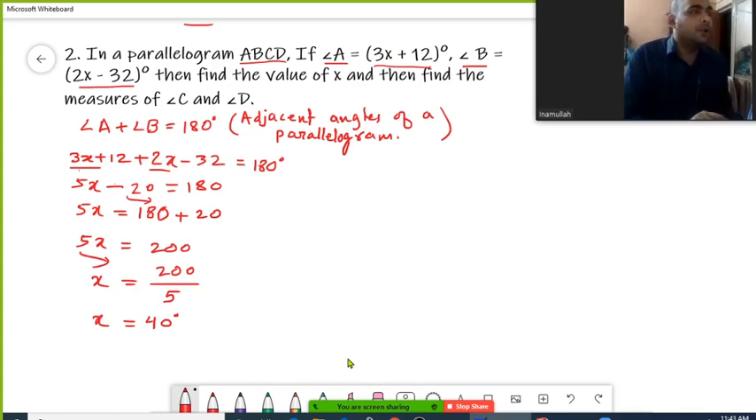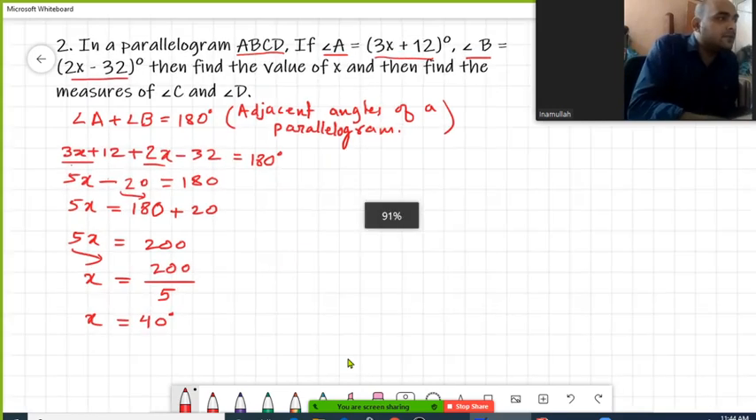Now the next part of the question says find the measure of angle C and angle D. So angle C and angle D are two adjacent angle, and as far as angle C is concerned, I can say angle C is opposite angle of angle A and angle D is opposite to angle B. And in parallelogram, opposite angles are congruent. So in order to find out angle C and D, we need measures of angle A and B. So before going on C and D, we will find out angle A and B.